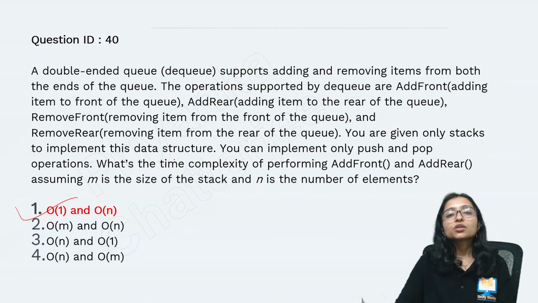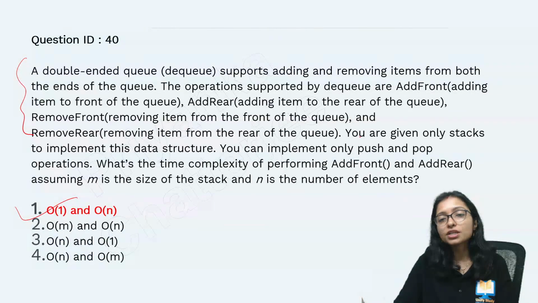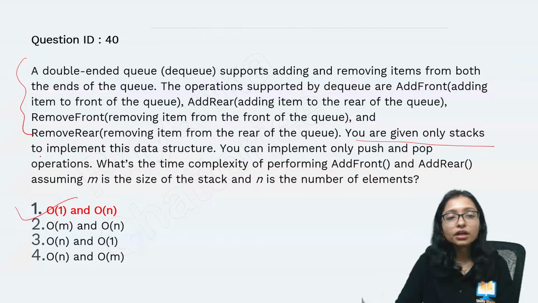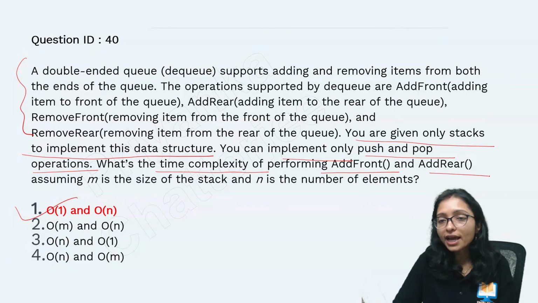Very good. So here you can see, as per the double-ended queue, the ultimate question is: you are given only one stack to implement the data structure. You can implement only push and pop operations. What is the time complexity to perform add front and add rear using stack?